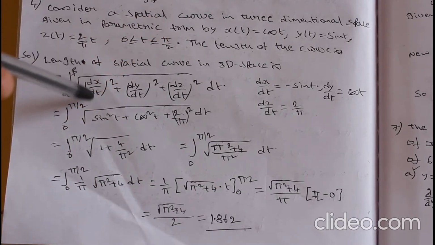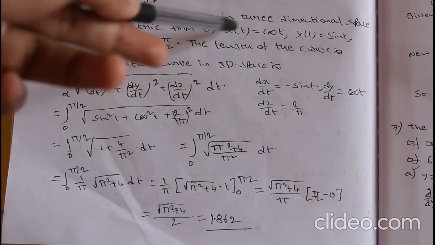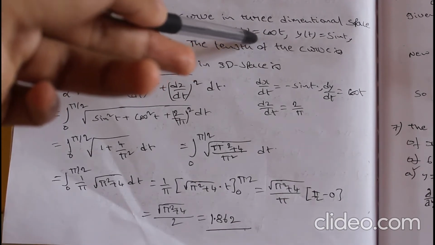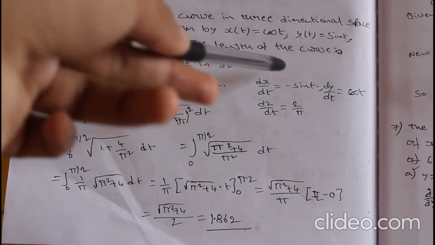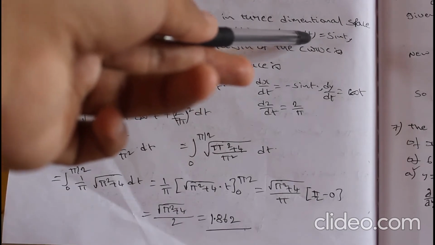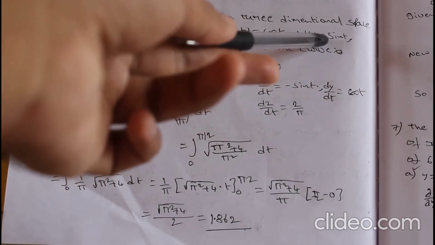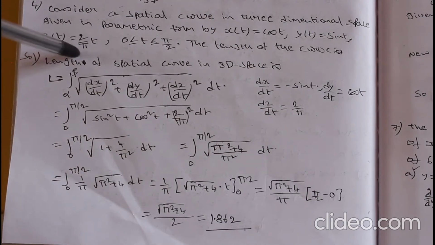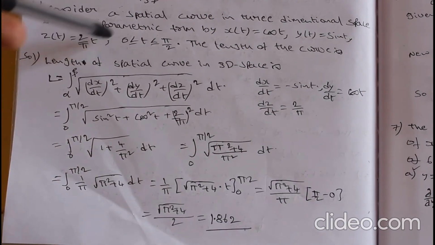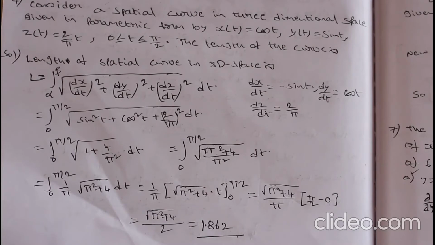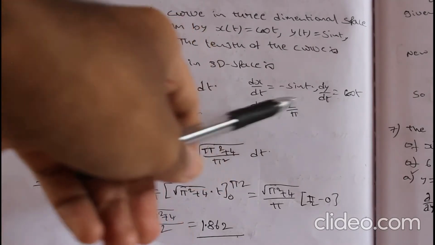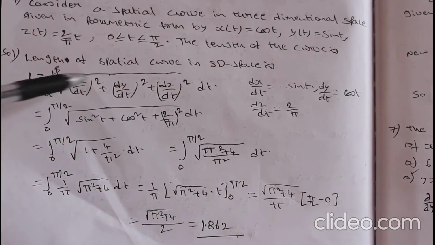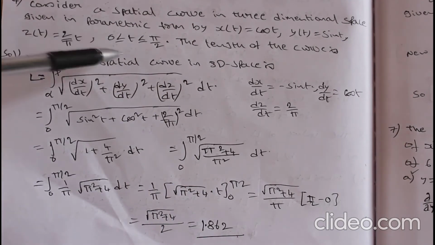First we have to find dx by dt. So dx by dt is equal to d by dt of cos t, that is nothing but minus sin t. dy by dt is d by dt of sin t, that is cos t. dz by dt is d by dt of 2 by pi t, that is 2 by pi. So substitute these values into the formula, with t varying from 0 to pi by 2.